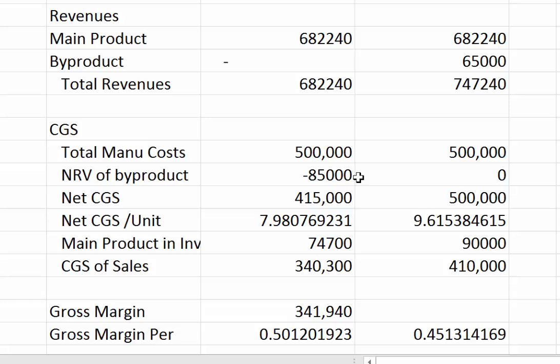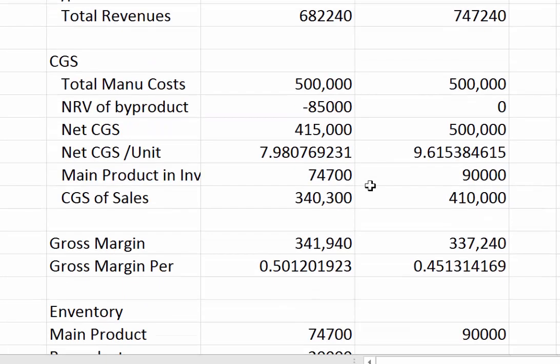Make sure you know what is recognized, inventory or NRV, and which one to offset which one. How to consider revenues of byproducts. Should we recognize revenues of byproducts, yes or no, and under which method? How we handle the CGS. Should we allocate the CGS to the main product only, or to the byproduct only? There are some issues you might want to pay attention to.